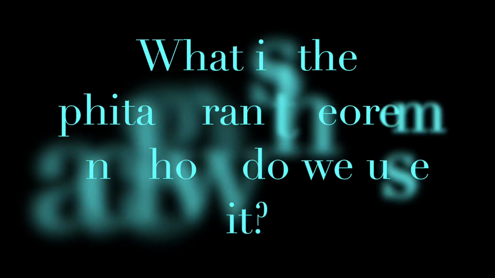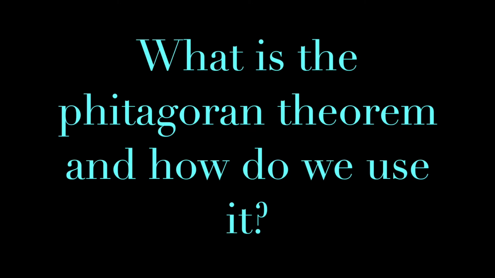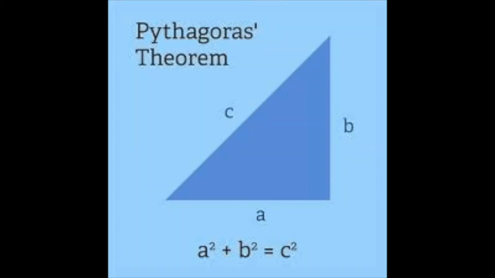The Pythagorean theorem deals with the length of the sides of a right triangle. The theorem states that the sum of the squares of the lengths of the legs of a right triangle, A and B in the triangle shown below, is equal to the square of the length of the hypotenuse.